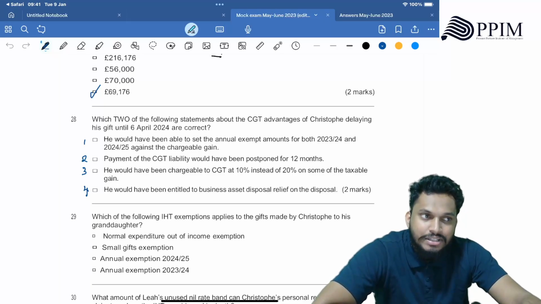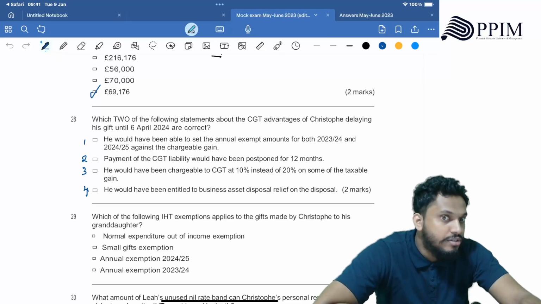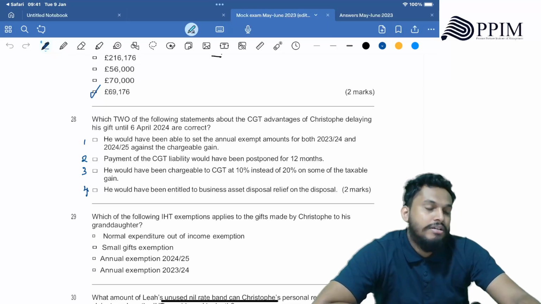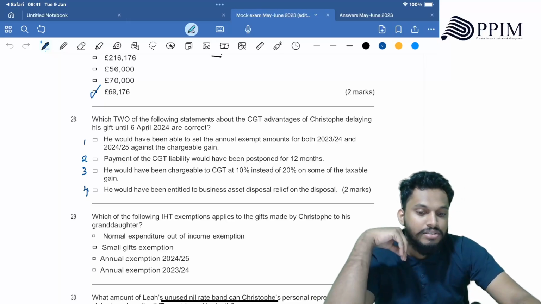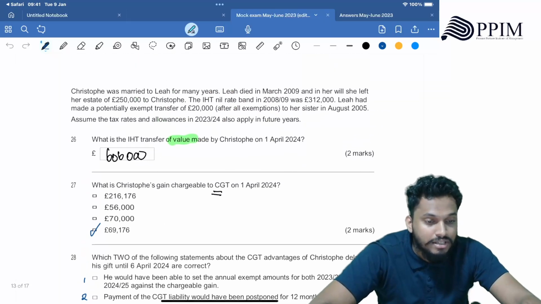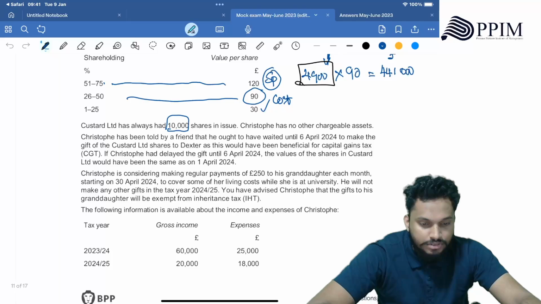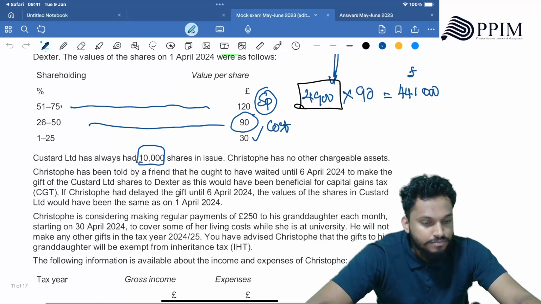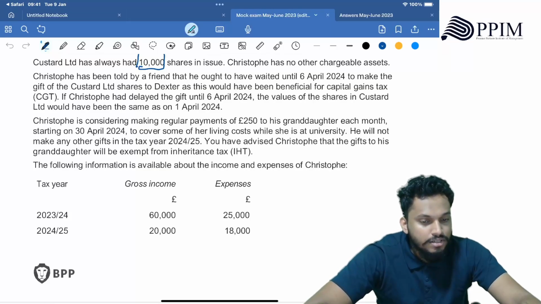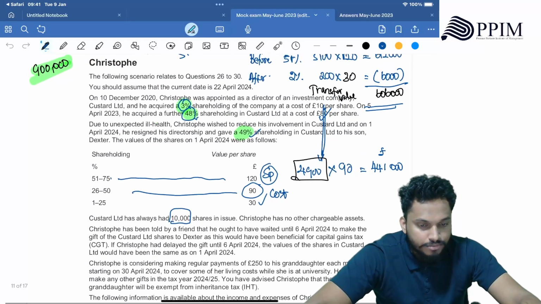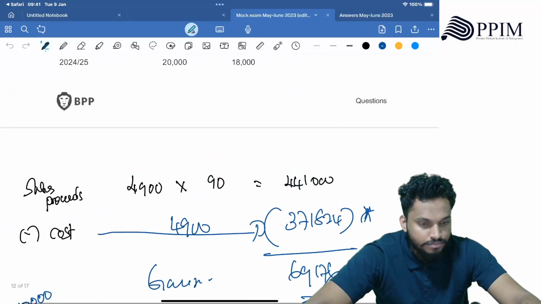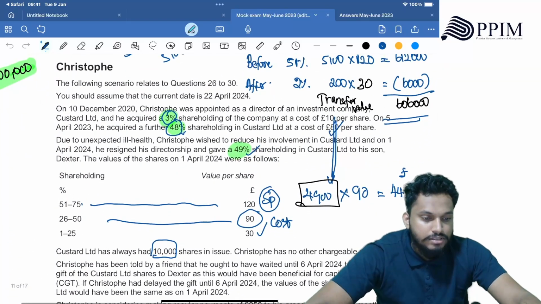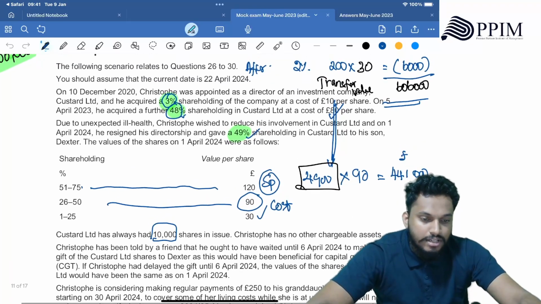Now, the way we are thinking for this question is different. They are asking which two of the following statements about CGT advantages of Christopher delaying his gift on 6th of April are correct. So, when he's making a gift, Christopher is considering making some regular gifts of 250 to his granddaughter each month. Not that one. Let me rephrase it again.